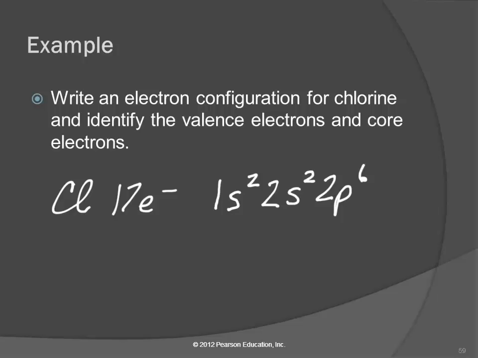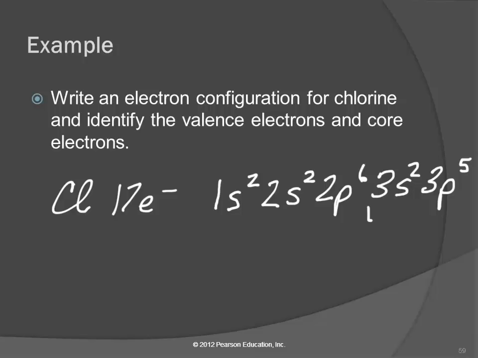And then we get to 3s2. That one's going to be full. And then 3p is the next one, and that one's going to have 5 electrons in it. So 2 plus 2 is 4, plus 6 is 10, plus 7 is 17, and that's the right number of electrons. So there's the electron configuration. That's what we learned how to do on Tuesday.